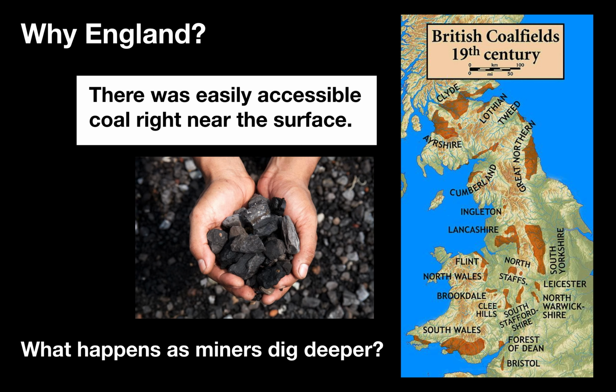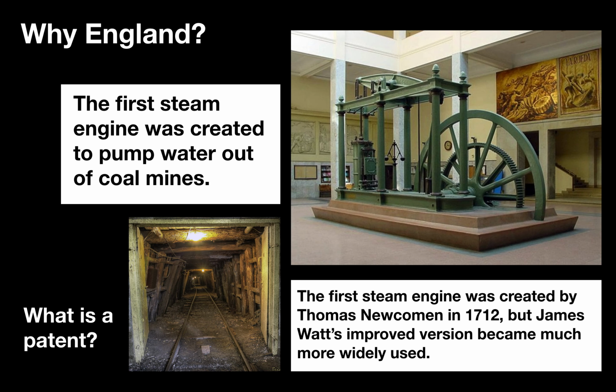What happens when you dig down deeper into the earth to get more and more coal? And if you know anything about English weather or weather in the British Isles, it tends to rain a lot. So what happens when you dig a hole and it starts to rain? Well, it starts to fill up with water. So you got to find a way to pump that water out, right? Just buckets and things like that take way too long and aren't extremely effective. The first steam engine was created to pump water out of these coal mines, right?